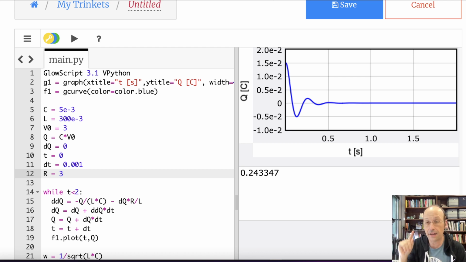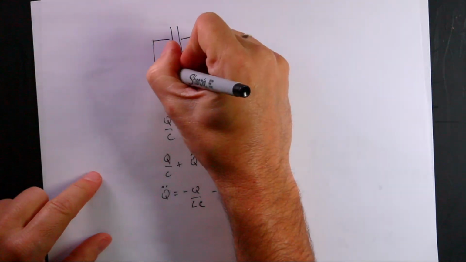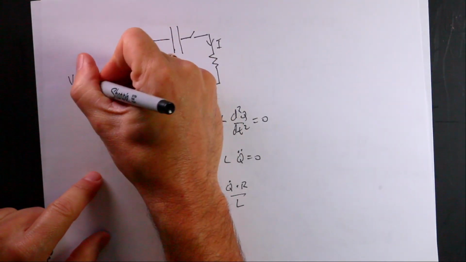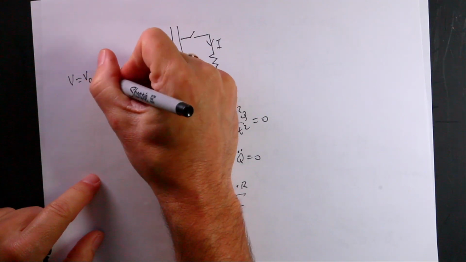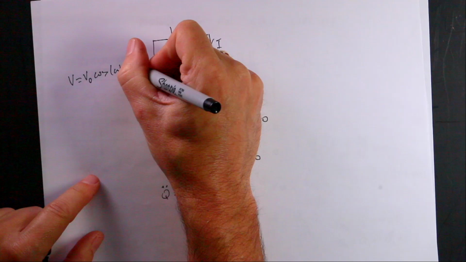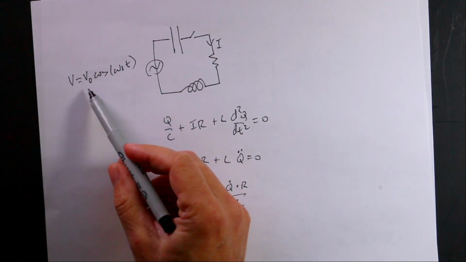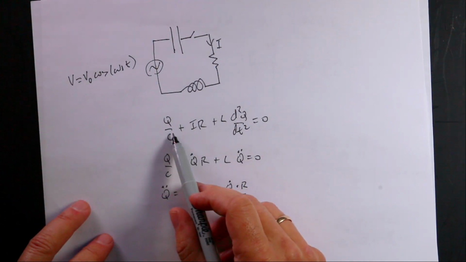What if I add a power supply, an oscillating power supply, to my LRC circuit? So let's draw that out just so you can see what it looks like. I'm going to say V equals V0 cosine omega 1 t. So that's an alternating power supply. So all I have to do is add that in here.